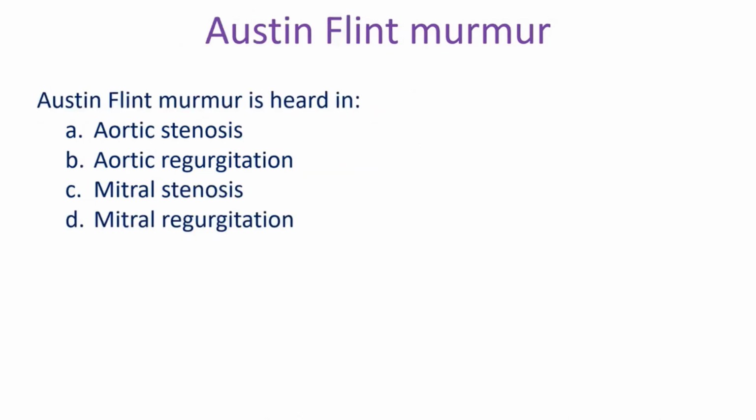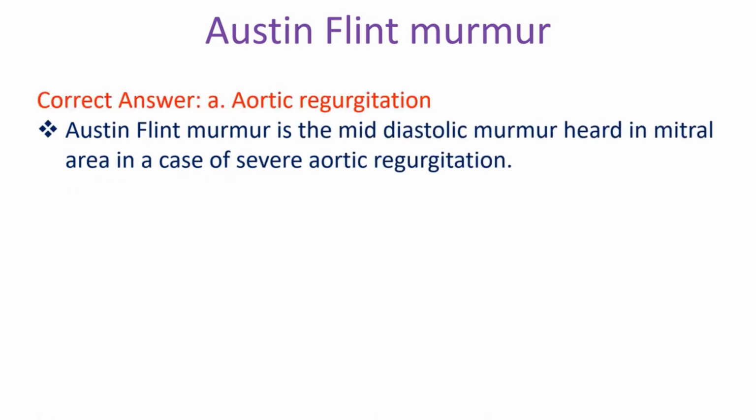Austin Flint murmur is heard in A. Aortic stenosis, B. Aortic regurgitation, C. Mitral stenosis, D. Mitral regurgitation. Correct answer A. Aortic regurgitation. Austin Flint murmur is the mid-diastolic murmur heard in mitral area in a case of severe aortic regurgitation.